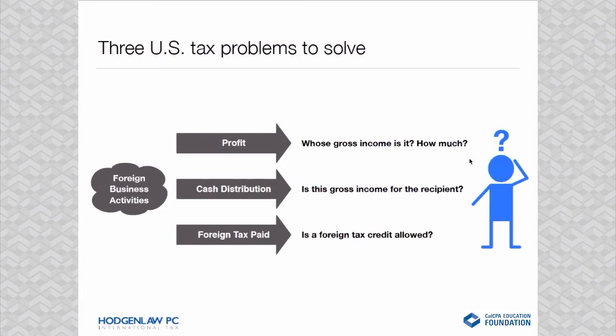The next thing is cash distributions. You know that cash distributions from a corporation are traditionally dividends, and dividends are income until proven otherwise. So we've got to worry about that.